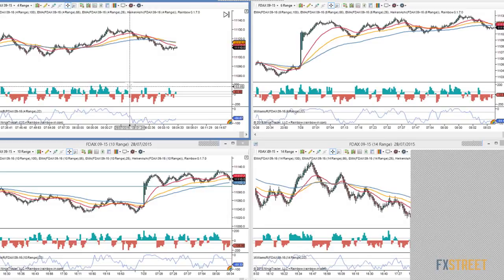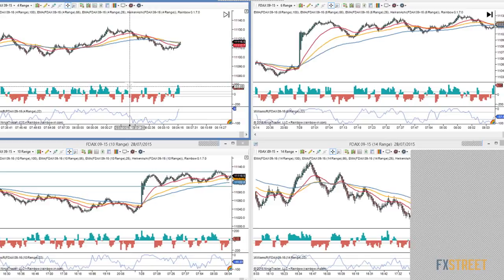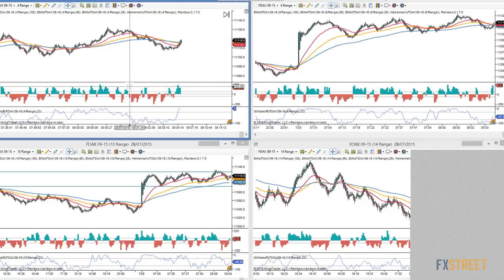But we need momentum there. We don't just trade because the market's meandering up or down. We trade when there's momentum, because that's when we have the highest probability of success. That's when we have an idea of who's in control of the market.